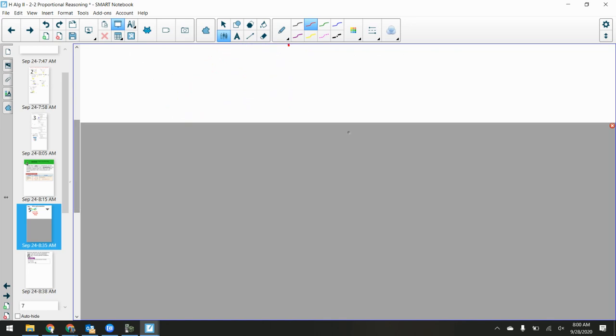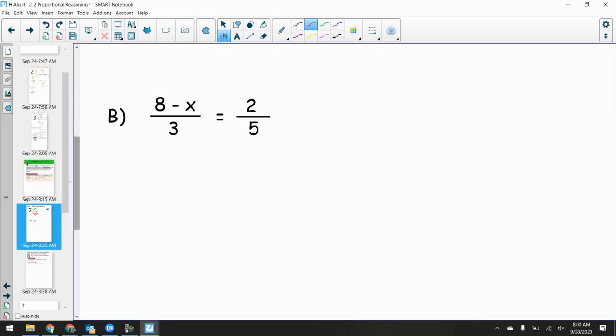Just watch out here. The only issue is for this one, I've got an expression in the numerator rather than just a number. Well, you're still just multiplying the cross products. Product means multiply. But watch out here with this 5. You're basically going to do this: 5 times 8 minus x is equal to 2 times 3. You're going to multiply that entire numerator by that other denominator, which means that I've got to distribute in. 5 times 8 is 40, minus 5x is 6.